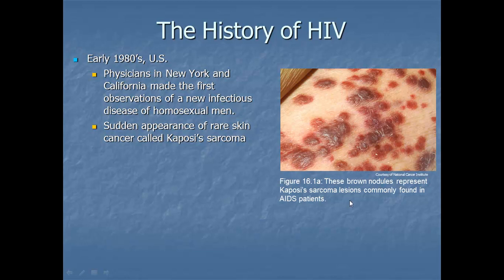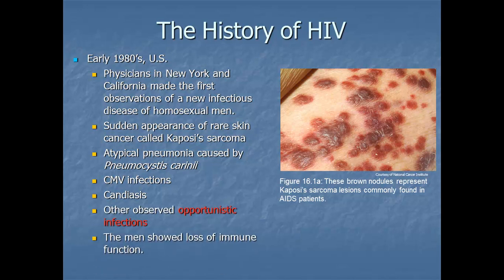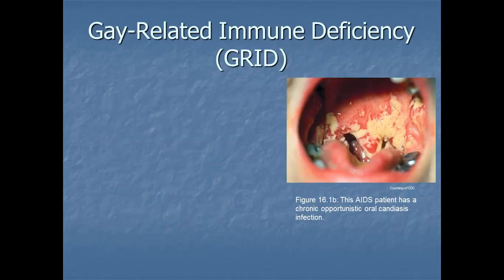sarcoma. They also noticed an atypical pneumonia caused by Pneumocystis carinii, cytomegalovirus infections, yeast infections, candidiasis, and other observed opportunistic infections. The men showed a loss of immune function. So they decided to call this disease gay-related immunodeficiency, or GRID.